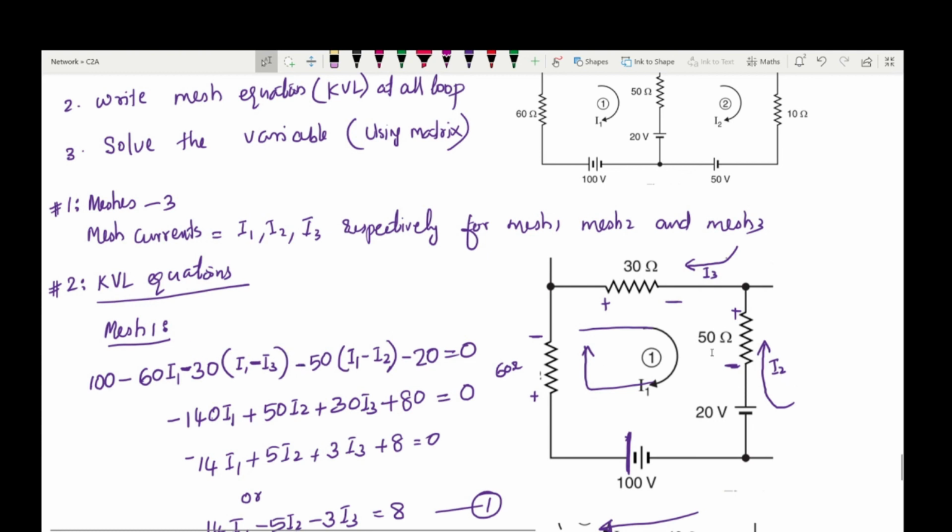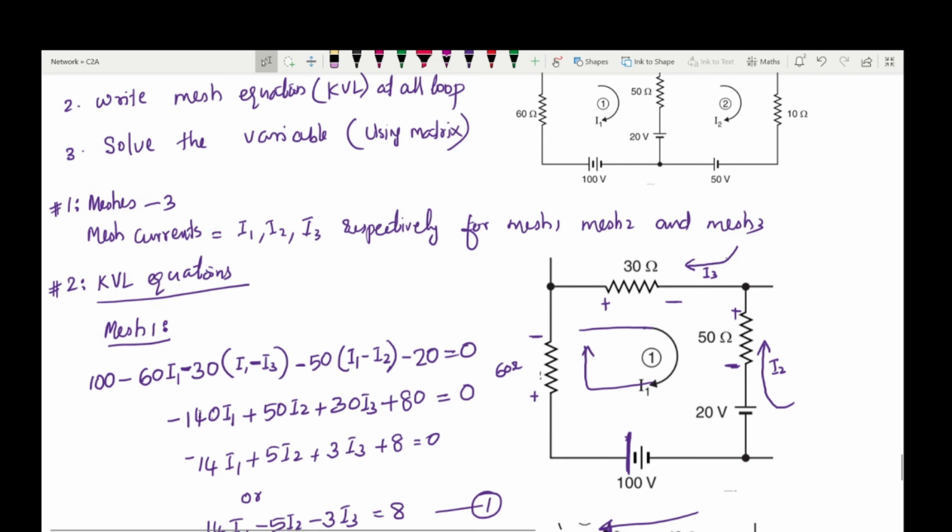50 into what is the current? It is I1 minus I2. Then one more voltage: the second terminal polarity is negative, so minus 20 is coming. That is equal to 0. The algebraic sum of voltages, that is EMF and voltage drops in a closed path, is 0. That is written over here.